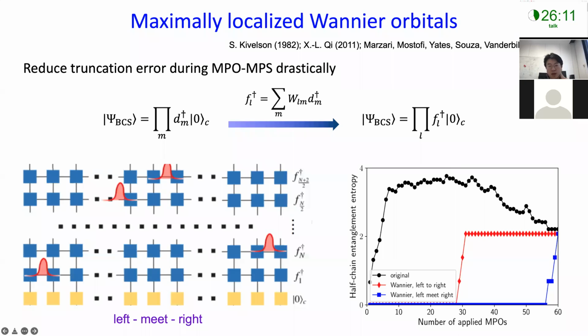And if we use one-year orbital with the left-mid-right scheme, you can see the growth of the entanglement entropy is much slower, and the accumulated truncation error will be very small.